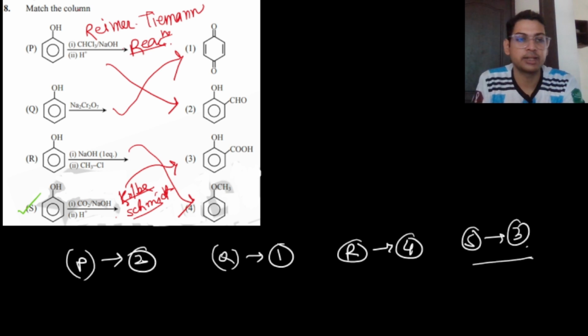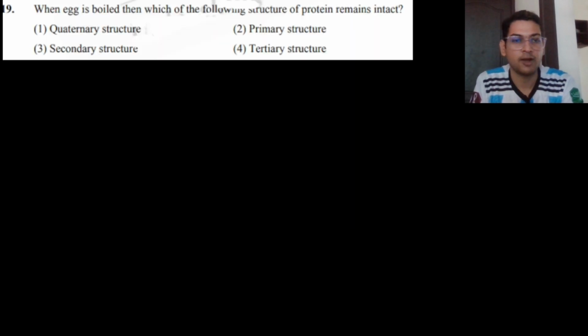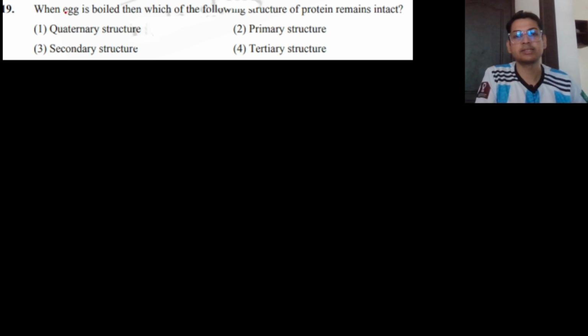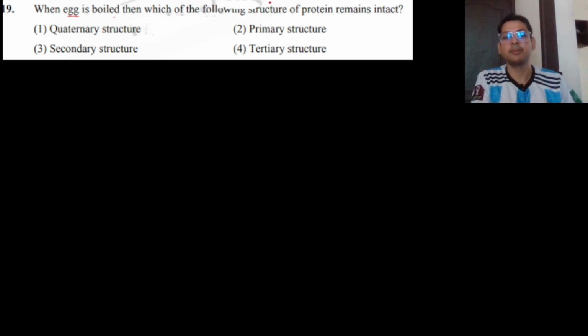Okay, then going to the next question. How many questions are left? Oh my god, so many questions are left. 1 2 3 4 5 6 7 8 9. Oh my god. Okay, so here we can do this like this. When an egg is boiled, which of the primary protein structure remains intact?